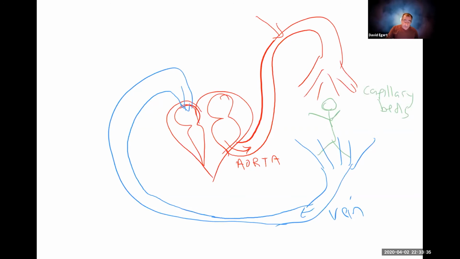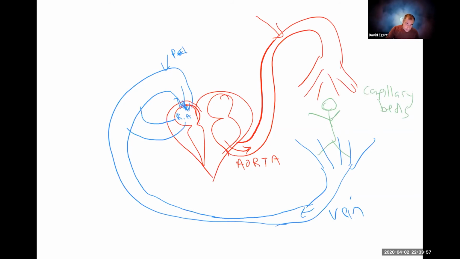The blood that's returning to the heart here, this is my right atrium. This is going to be my pulmonary veins. This, the vena cava. In fact, maybe I should draw it as two things. It's actually the superior and inferior vena cava.